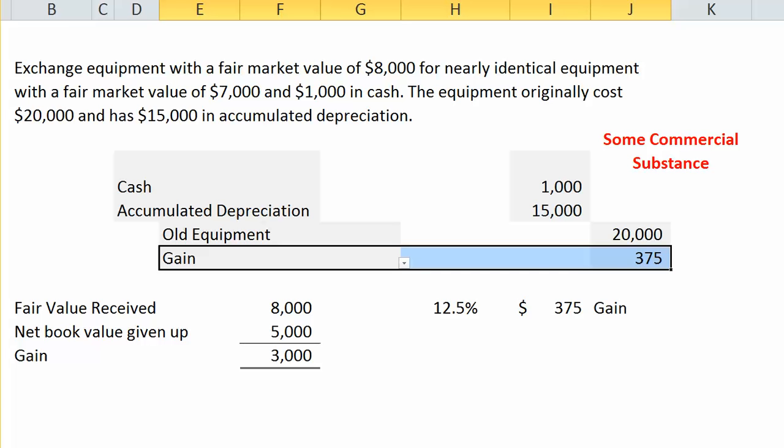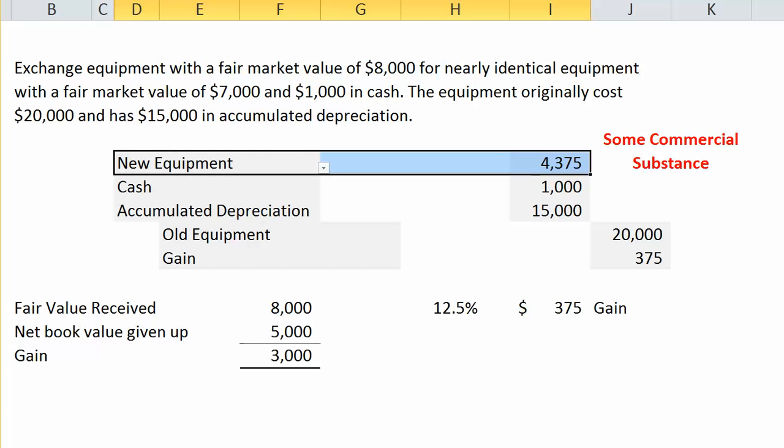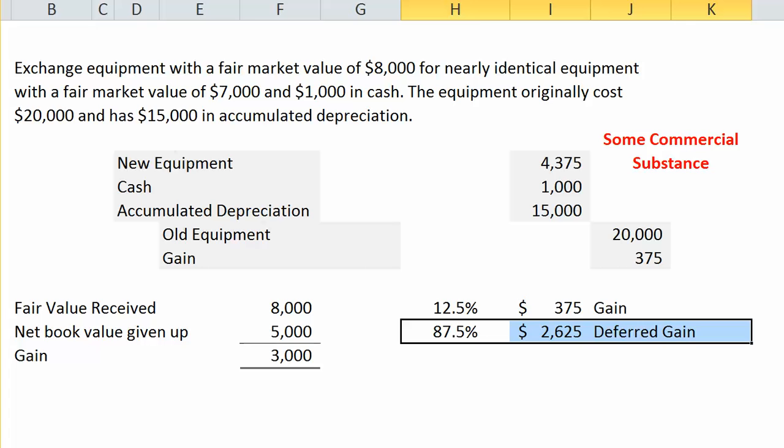Now we need to make sure our journal entries balance, that is, debits equal credits. And for this to be the case, we need to debit the new equipment for $4,375. This is the $7,000 fair value of the equipment we received minus the $2,625 deferred gain. So again, since our transaction had some commercial substance, despite the fact that we were trading one piece of equipment for nearly identical equipment, the fact that we got some cash says some commercial substance, and we will recognize some of the gain.